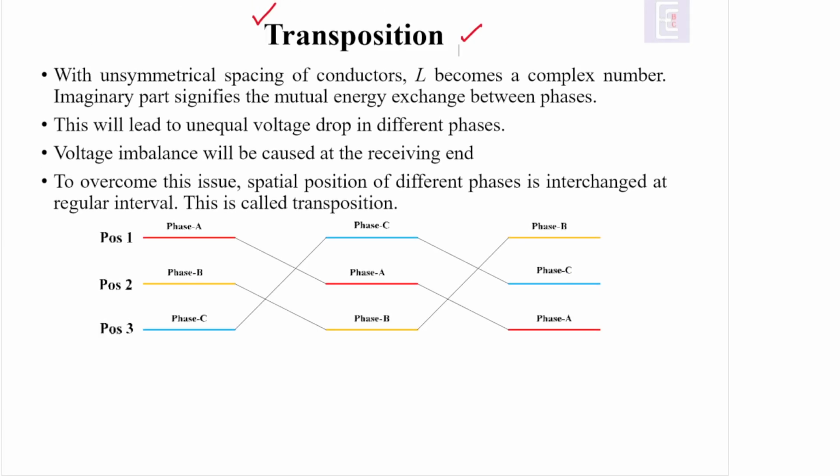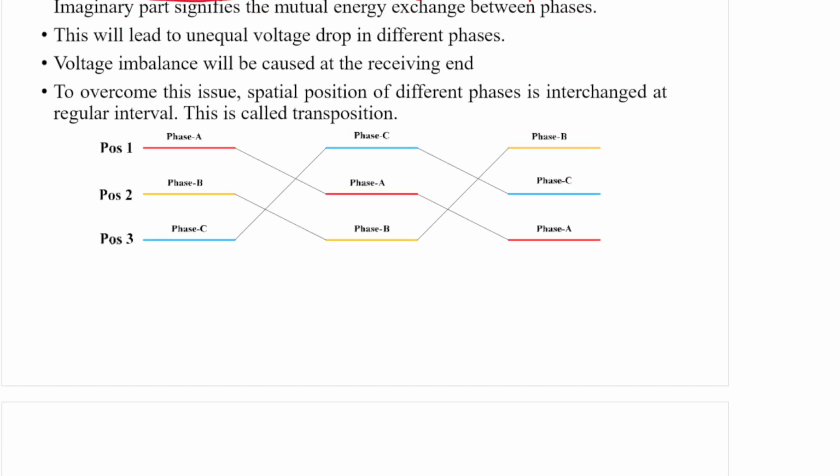As long as the spacing of the conductors is symmetrical, we have no problem. But if the spacing is unsymmetrical, then the inductance of the transmission line becomes a complex number. It is a very strange thing. Like, inductance can be found to be this value, 2 plus j3 Henry, which is a very strange thing.